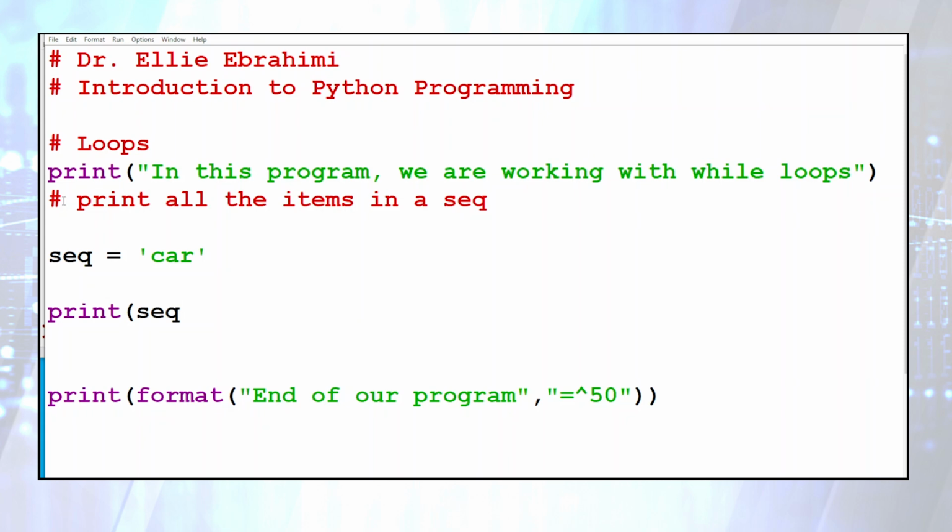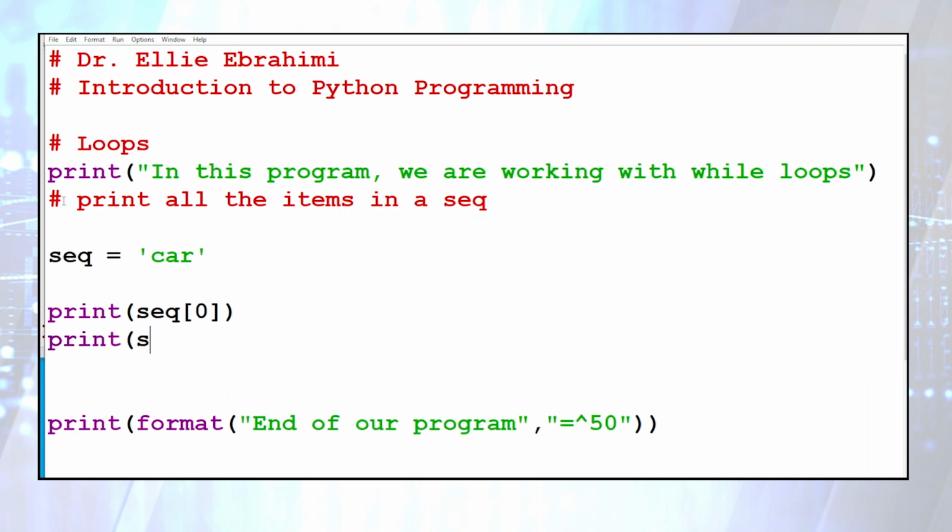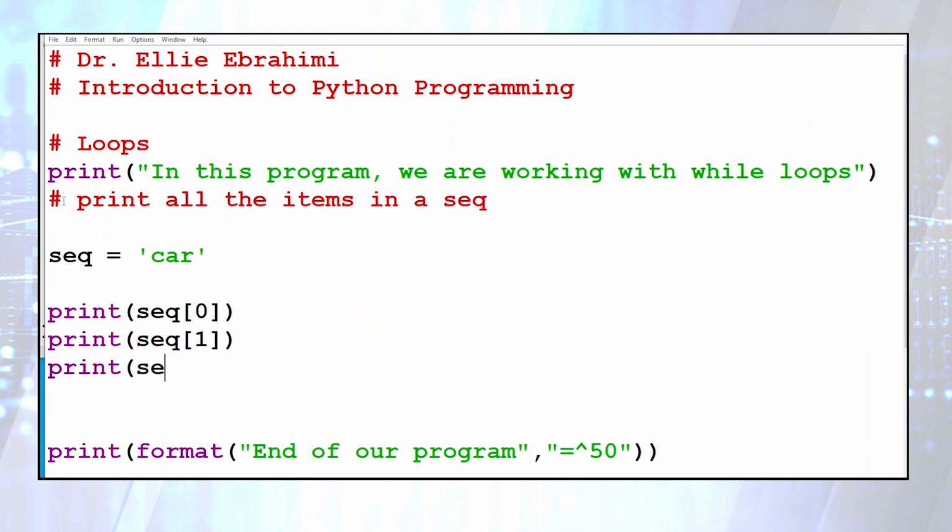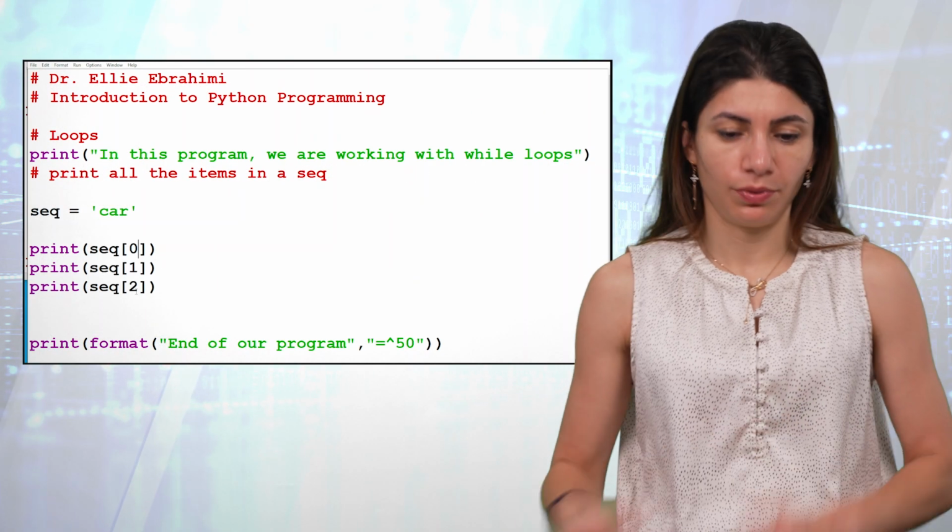So if I want to simply have all of the items printed without a loop, I'm going to say, okay, what is sequence index number 0, and then print sequence index number 1, and then print sequence 2. Okay, so you're going to have all of those 3 elements printed, and that way you're going to get C, A, and R printed out, right? But as we see, there's a pattern here. Everything is the same. The only thing that is changing is the index number: 0, 1, and 2. And we can simply create that using a loop. So why not do that?